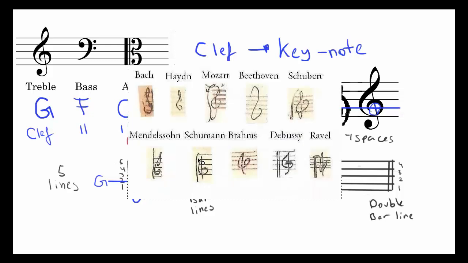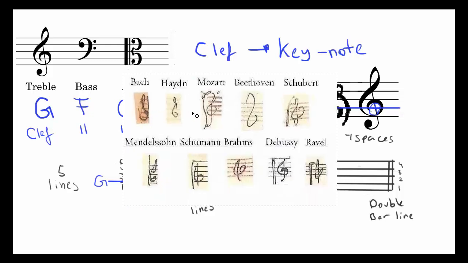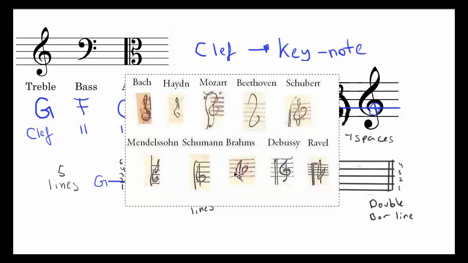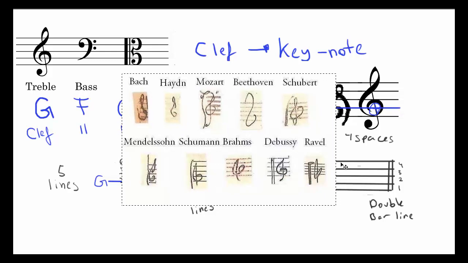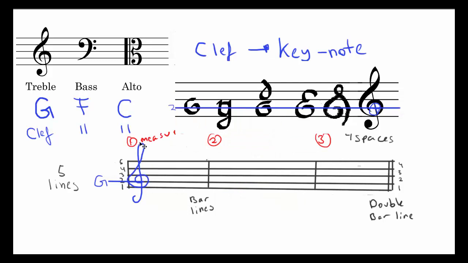If we look here, these are treble clefs of different composers. You can see Beethoven's is just a little line here, then Schubert's, Brahms, Debussy, Ravel. As long as you're showcasing the G line, then I think everything's fair game. As long as you make it look something similar to this and highlight the G line, then you know it's a treble clef. So be creative with it.